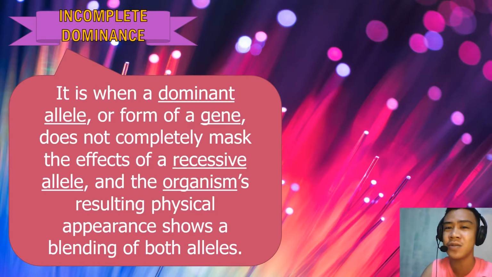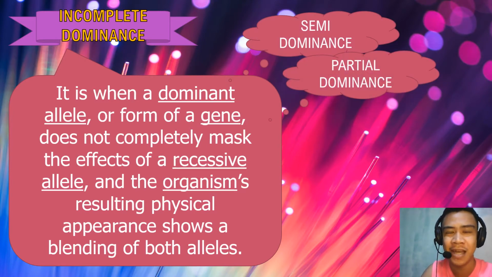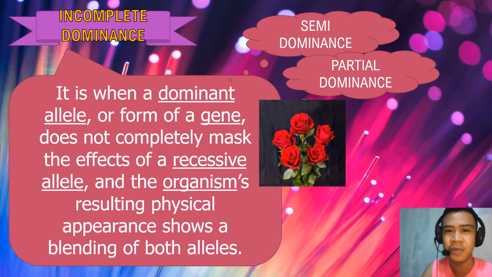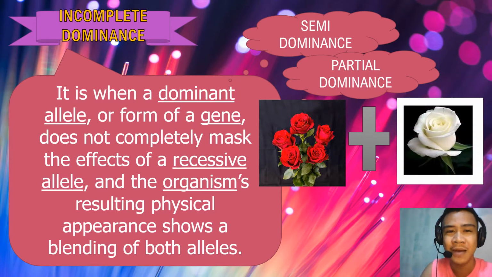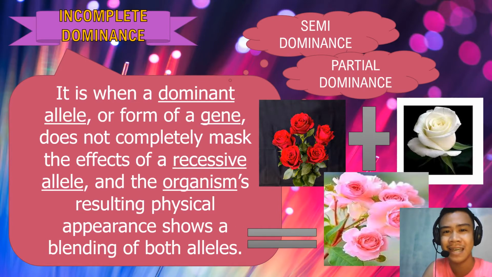Incomplete dominance is also called semi-dominance or partial dominance. One example is shown in roses. The allele for red color is dominant over the allele for white color, but heterozygous roses, which have both alleles, are pink. Note that this is different from codominance, which is when both alleles are expressed at the same time. So meaning in incomplete dominance, neither of the parents' alleles are seen.